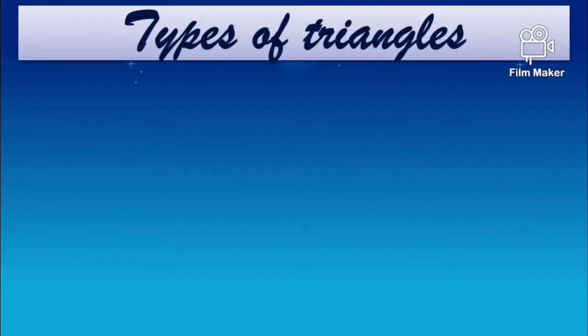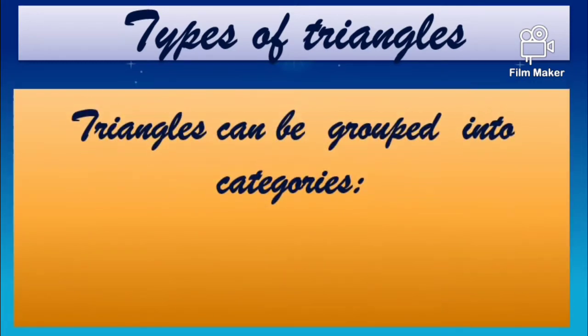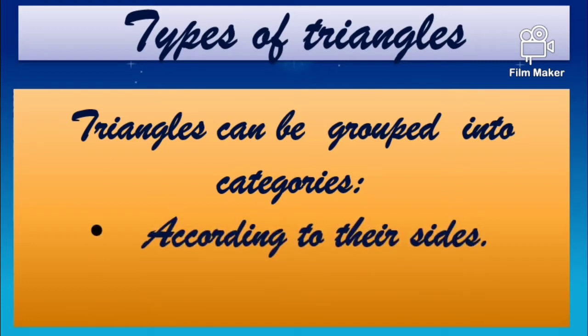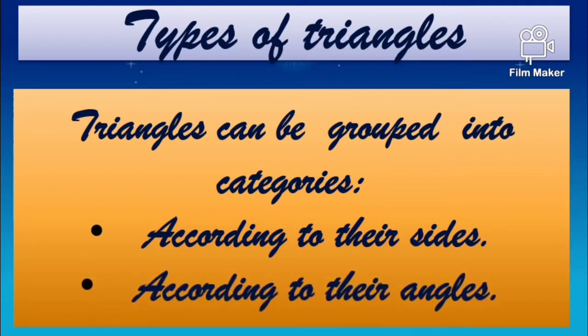Now the types of triangle. Triangles can be grouped into categories according to their sides and according to their angles, because a triangle has three sides and three angles, and we can classify the types of triangle according to their sides as well as according to their angles. Now let's discuss the types of triangle according to their sides and according to their angles.